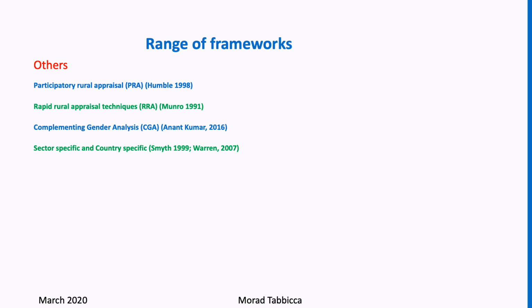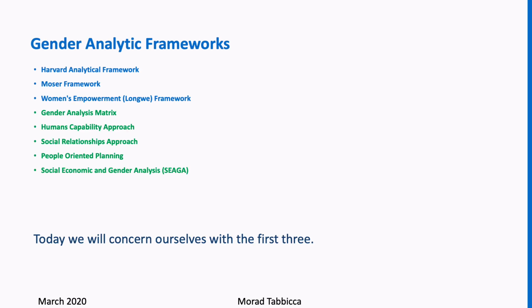Some other frameworks include participatory rural appraisal, rapid rural appraisal techniques, complementary gender analysis, and sector-specific and country-specific frameworks. So we have a lot of frameworks, and this list is by no means exhaustive. You have Harvard, Moser, Women Empowerment, Gender Analysis Matrix, Human Capability Approach, Social Relations Approach, People-Oriented Planning, Social and Economic Gender Analysis, and there are many more. So you look out for them and try and use them in your work in future.